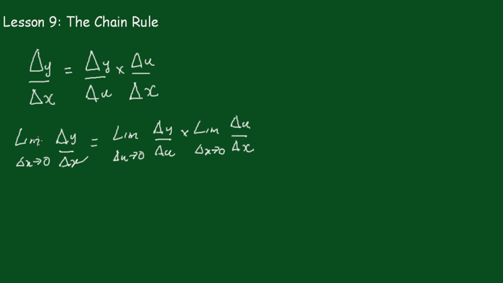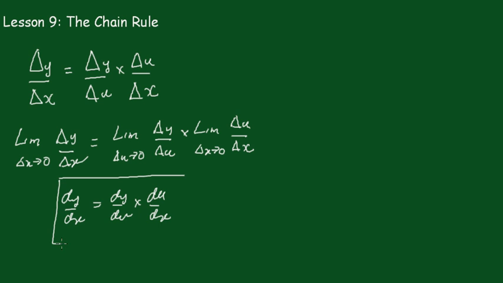Of course, we know that this can be written as dy dx, and this can be written as dy du, and this can be written as du dx. And that's the simple chain rule, a very important rule. Now let's see an application of this.